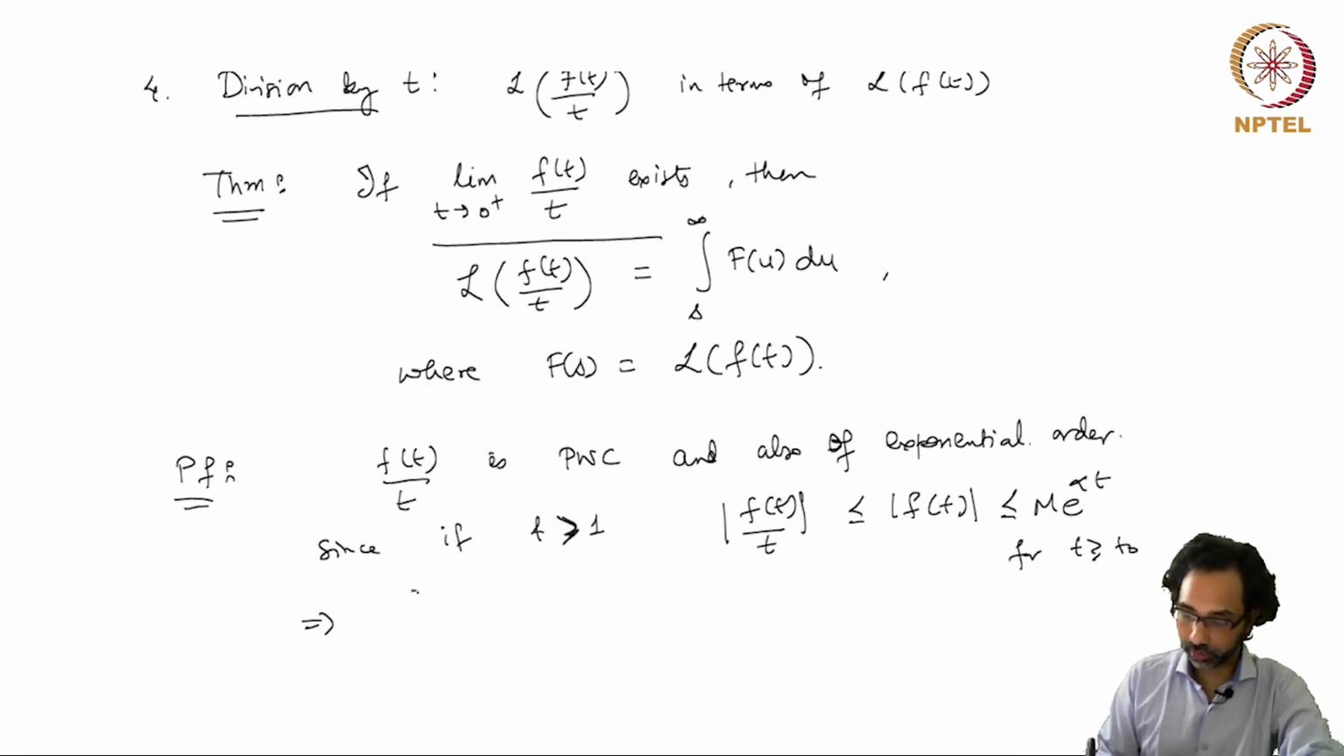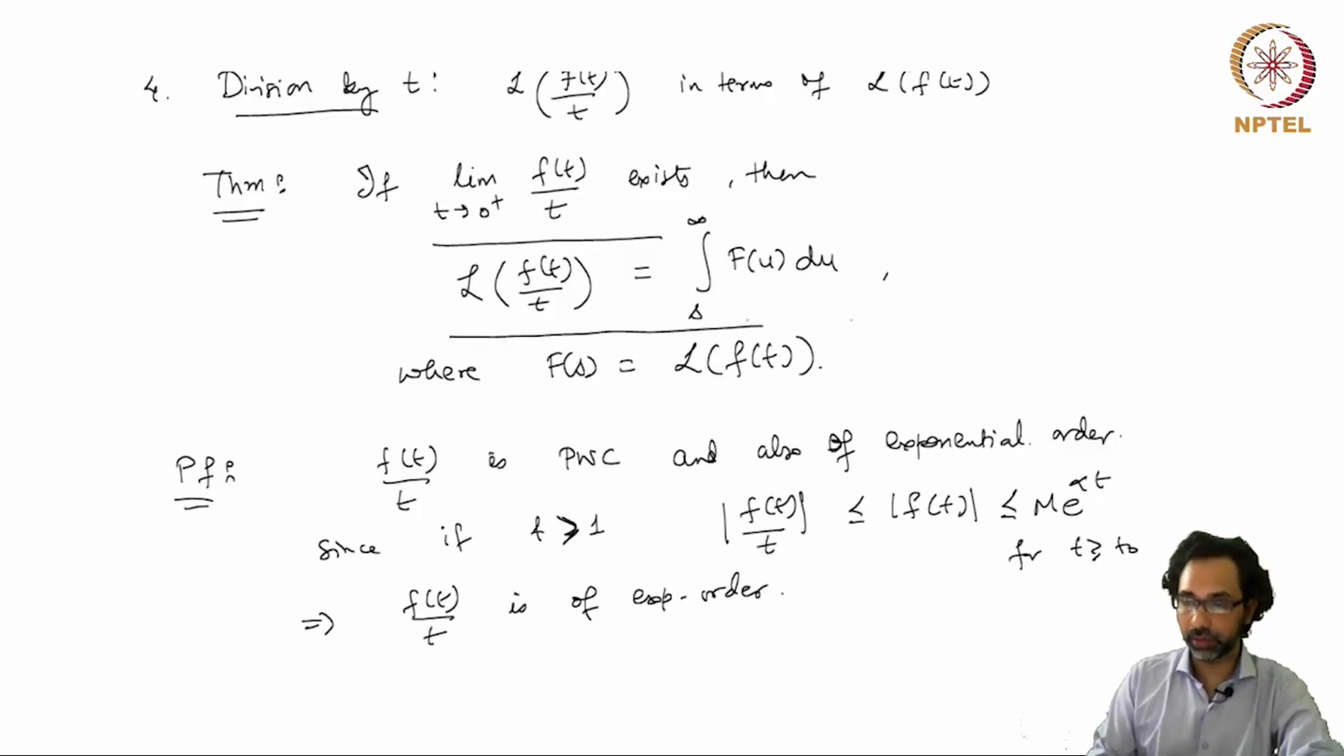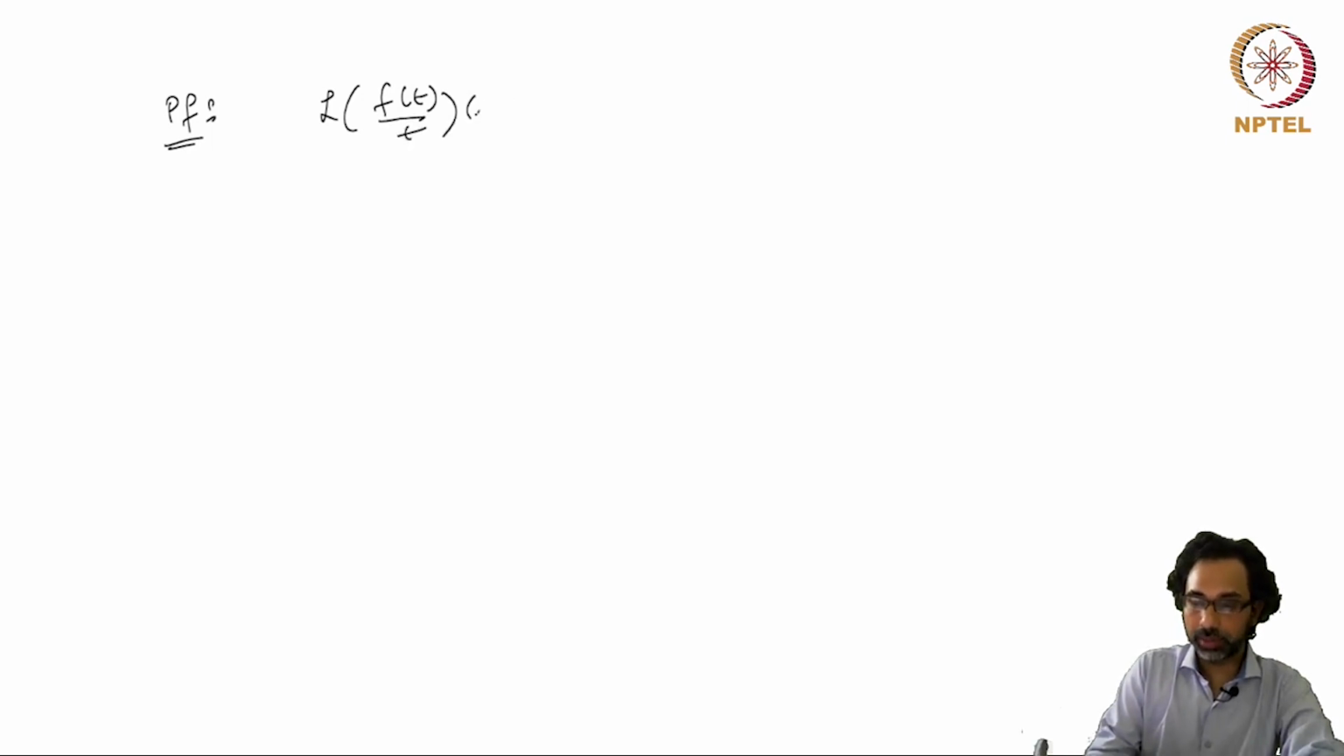So f(t) over t is also of exponential order. So by our sufficient conditions for the existence of the Laplace transform, we see that the Laplace transform of f(t) over t exists. Now the question is whether this formula is valid. So let us try to compute the Laplace transform of f(t) over t. This is, by definition, the integral from 0 to infinity of f(t) over t times e to the minus st dt.